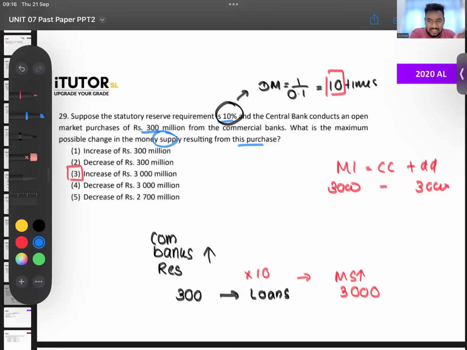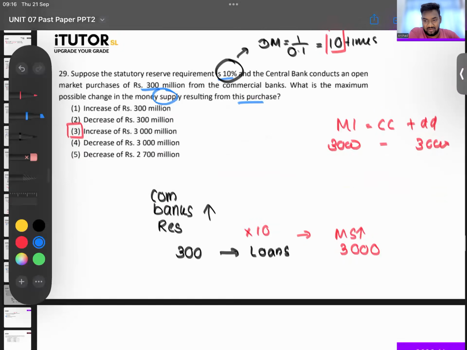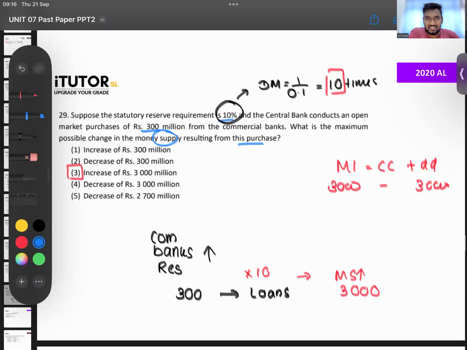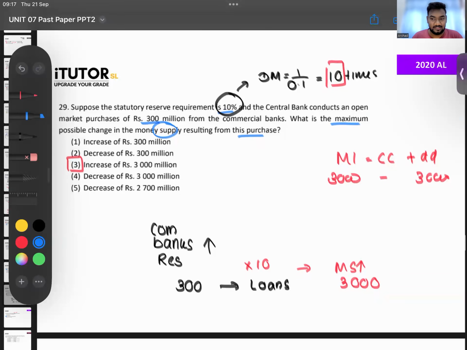So always remember, money supply, you need to work with the banking system, demand within the banking system, not this. If they ask directly what will happen to the bank's reserves or something, you can say it increases by this amount. But here they're asking what is the maximum possible change? That means they're talking about the whole story. You need to figure those out.